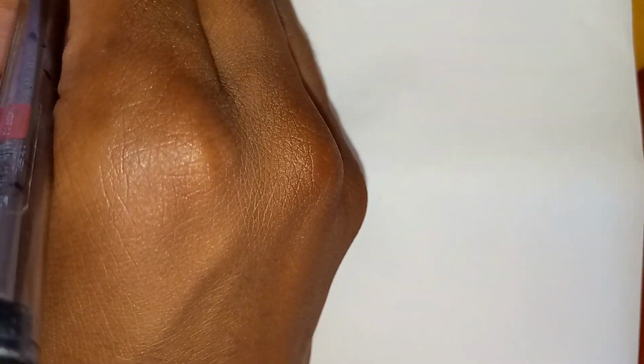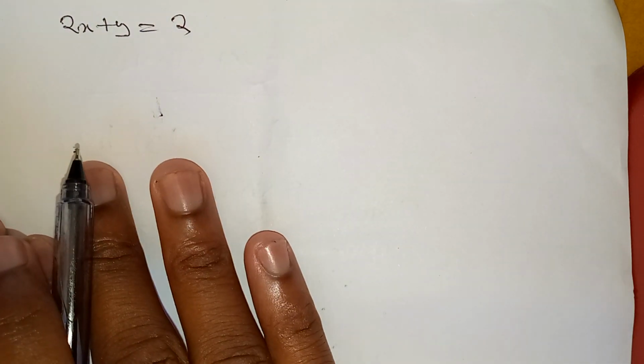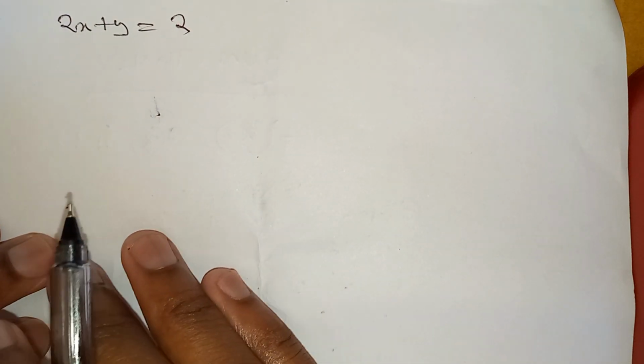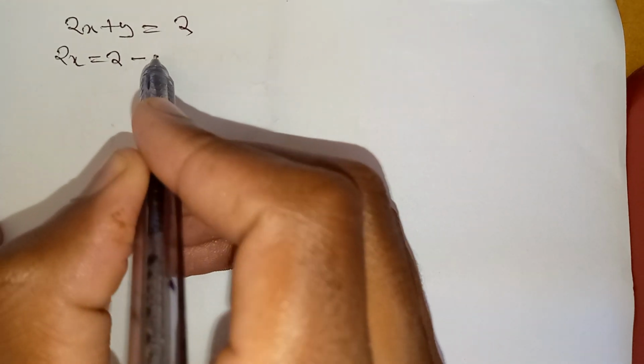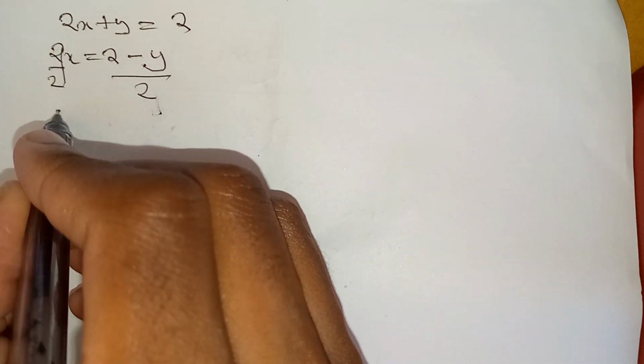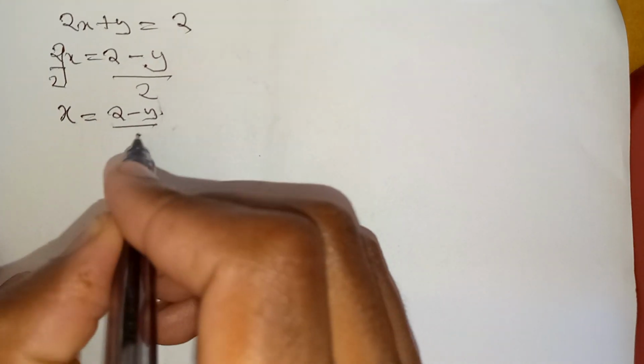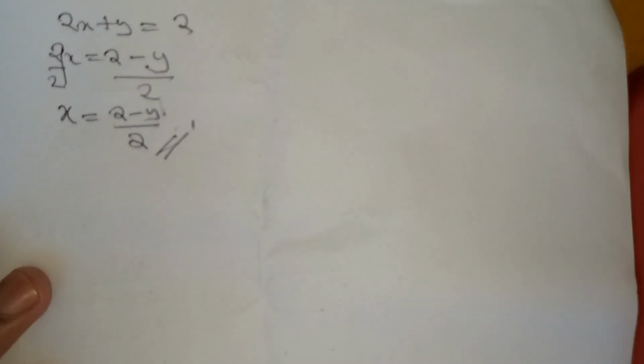Okay, so we can have, maybe we say 2x plus y is equals to 2. How do we make x the subject of the formula? So the y goes the other side. So I have 2x is equals to 2 minus y. Since it's positive, it becomes negative there. We divide by 2, divide by 2. Then x is equals to 2 minus y over 2. You made x the subject of the formula. I think these basics are enough.